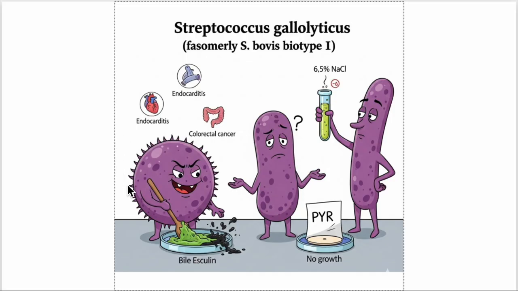Here's our little gram-positive cocci. It is associated with endocarditis and colorectal cancer, so that kind of separates it from Enterococcus as well. But really, Enterococcus and Streptococcus gallolyticus, the PYR and the sodium tests, the 6.5%, are what separate the two of them. They're both bile esculin positive, and they both can be beta, alpha, and non-hemolytic.